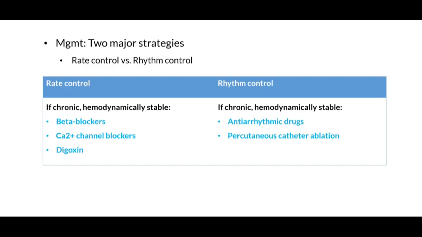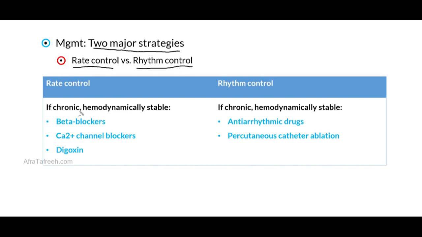In addition to anticoagulation based on the patient's CHA2DS2-VASc score, we also have two major strategies for the actual control of the patient's rhythm. These include rate control and rhythm control. In rate control, we are essentially trying to slow down the patient's heart rate, whereas in rhythm control, we are actually trying to normalize the patient's abnormal and irregular rhythm.